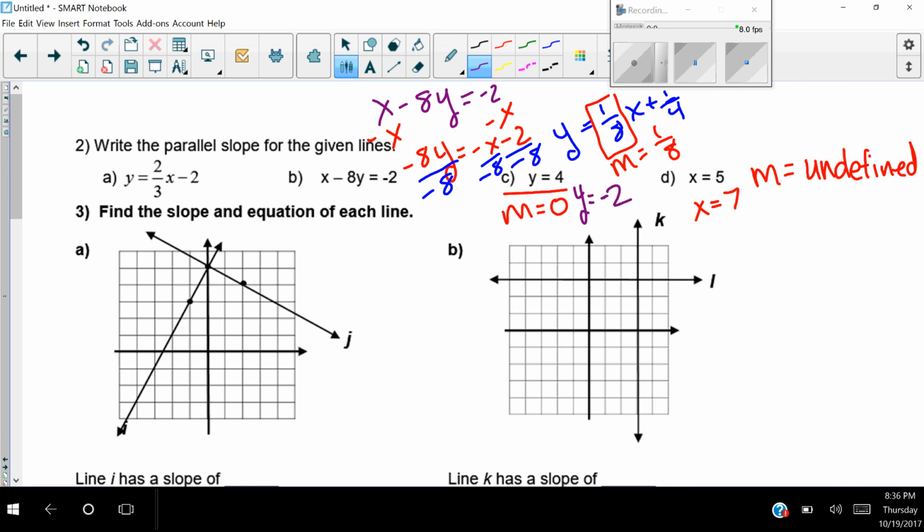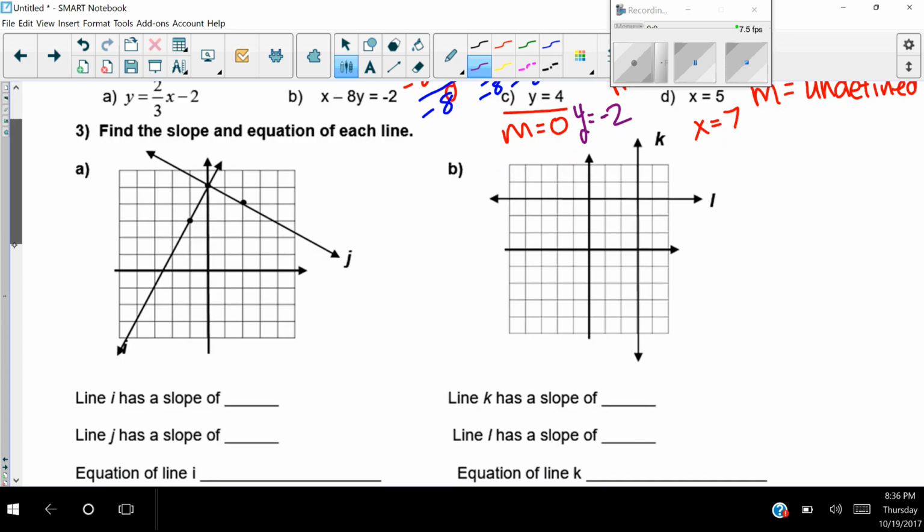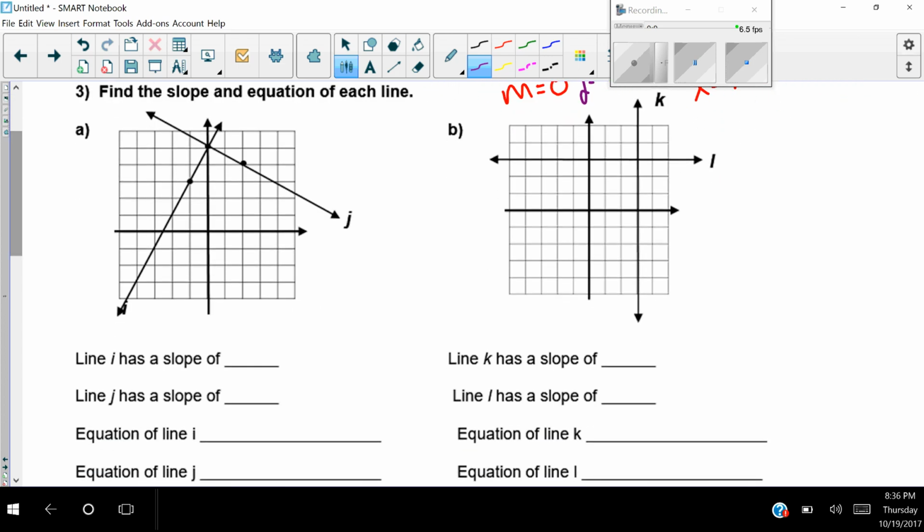Find the slope and the equation of each line. So let's try one. Let's try A. Line I has the slope of, so this is line I right here. In order to find the slope, what we're going to have to do is use the slope formula. Let's not guess, or we can actually count this one. So we're going to do rise over run. I'm going up 1, 2, and I'm going to the right 1. So my slope is 2/1, which is actually just 2.